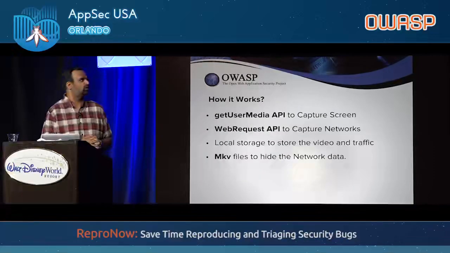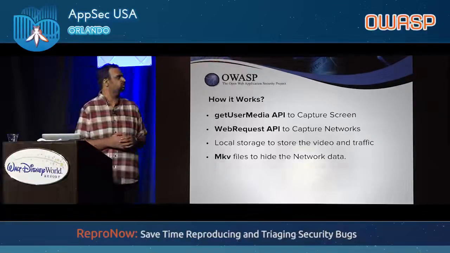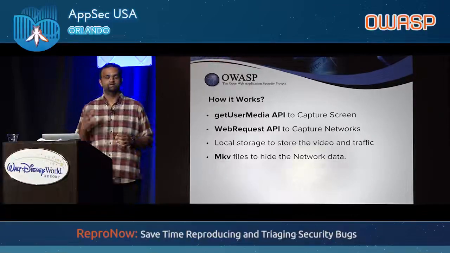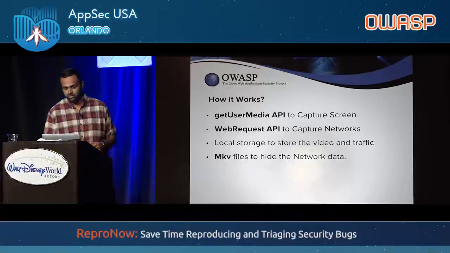So how does it work? There are three main aspects to this whole application. There's the screen capture, for which we use the getUserMedia API. For the network capture, we use the webRequest API. And for hiding the network data inside the video itself, we use MKV files. Let's dig into each one of these.